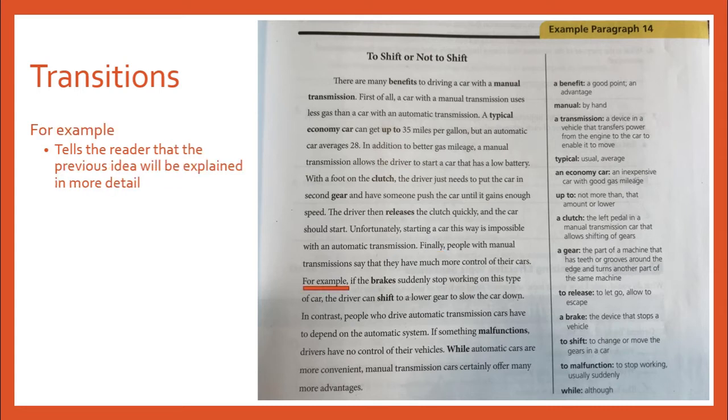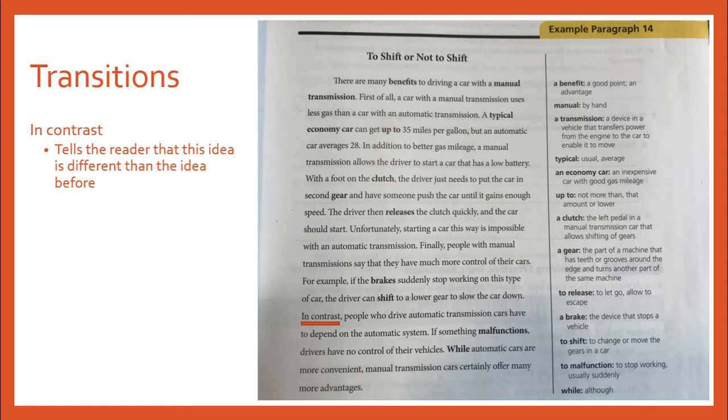For example, if the brakes suddenly stop working on this type of car, the driver can shift to a lower gear to slow the car down. But with the use of "for example," they are giving more detailed information about the previous sentence, which says that manual transmission cars give the driver more control. This is providing details or an example of a way that having a manual transmission car gives the driver more control, by saying that if your brakes don't work, you can slow your car down by shifting gears, but in an automatic transmission car, this is something you cannot do.